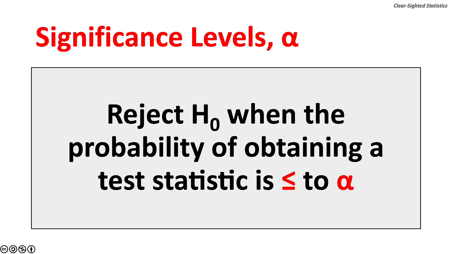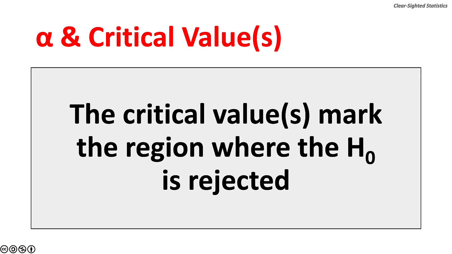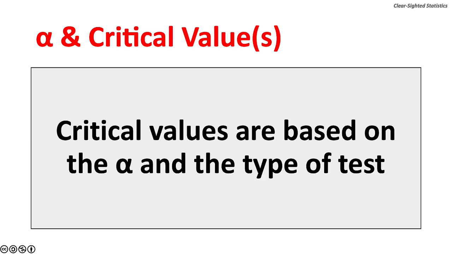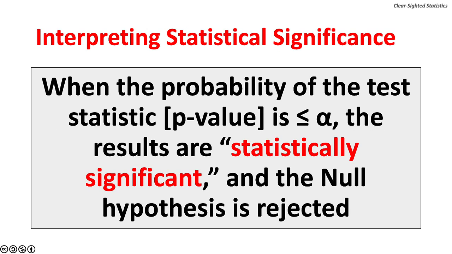The null hypothesis is rejected when the probability of obtaining a test statistic is less than or equal to the significance level. As we shall soon see, this probability is called the p-value. The significance level and the critical value or values. The critical value or values mark the region where the null hypothesis is rejected. Critical values are based on the significance level and the type of test. Interpreting statistical significance: when the probability of a test statistic, the p-value, is less than or equal to the significance level, the results are statistically significant and the null hypothesis is rejected.